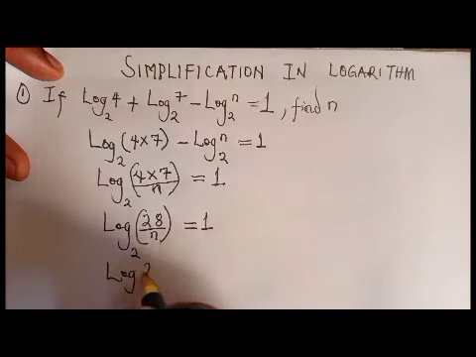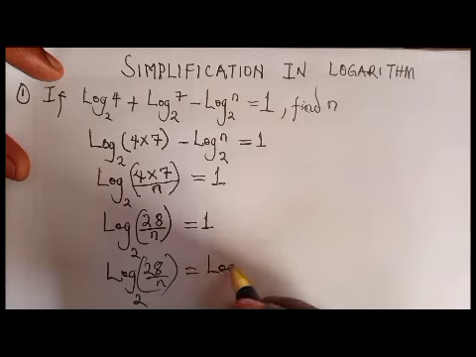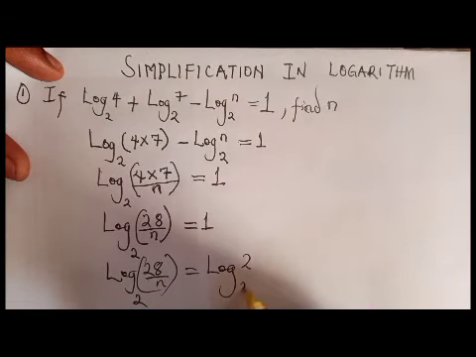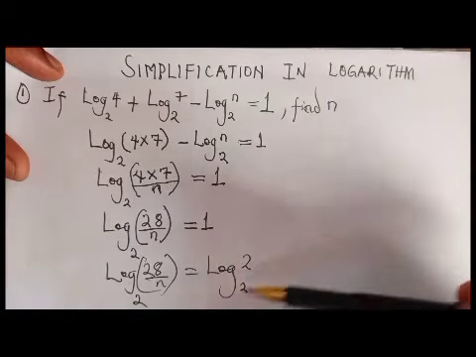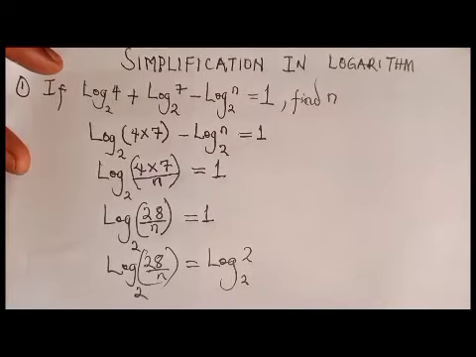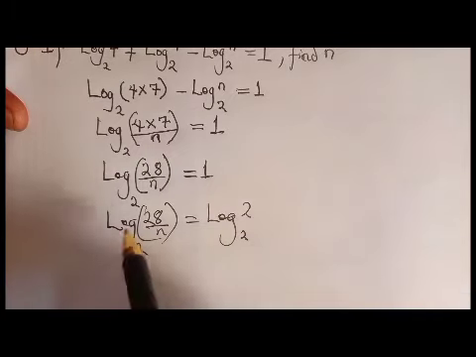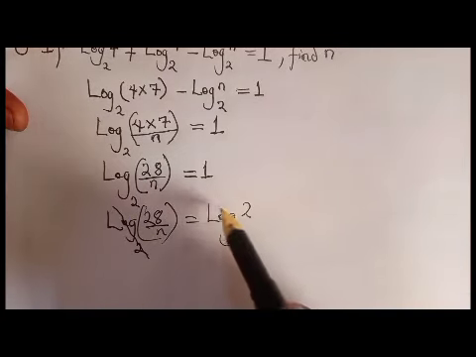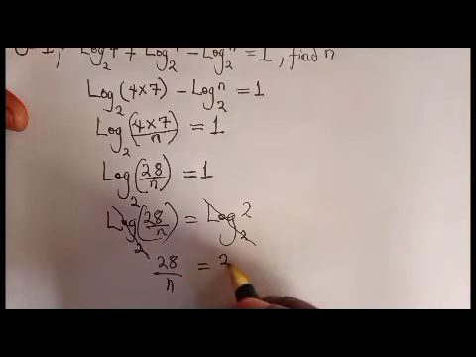So we have log 28 over n in base 2 gives us log 2 in base 2. So you see, remember, the log of a number to the same base gives us what? 1. So that is what we did; we didn't do anything, we only just smartly did that. Now, what do we do next? Since we have log to the base of 2 and log to the base of 2, they can cancel out each other. And then I'm going to be left with 28 over n equals 2.